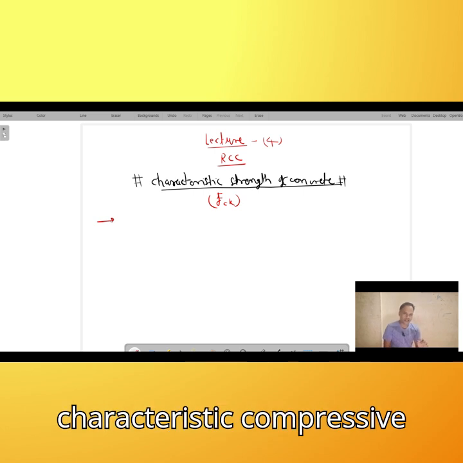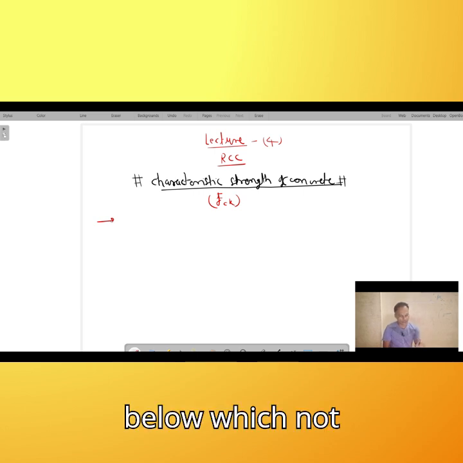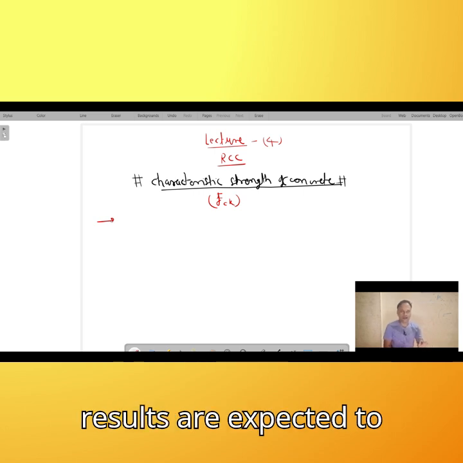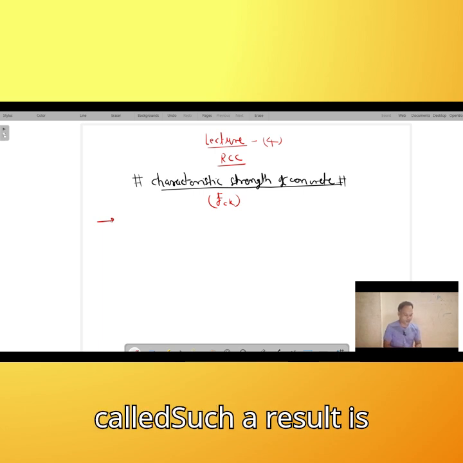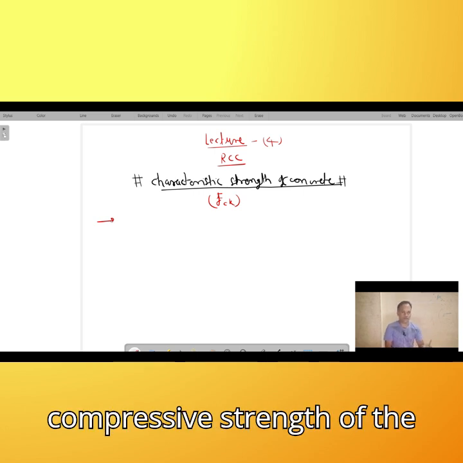So let me explain you in English as well. What is the characteristic compressive strength? It is the strength below which not more than 5% of the test results are expected to fall. Such a result is called characteristic compressive strength of the cube.